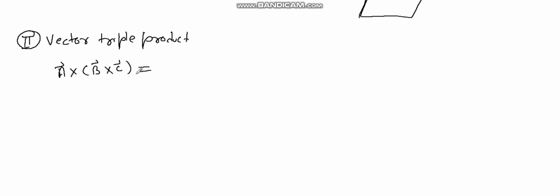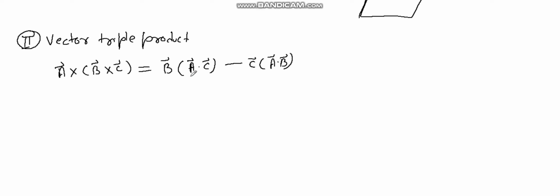Okay, so what A cross B cross C actually gives is B into A dot C. Okay, so we are taking the first term of the bracket. Don't remember it as B and C, remember it as the first term of the bracket, B, and multiply with this A dot C. Okay, and then the minus sign. Then we will take the second term in the bracket, C times A dot B.